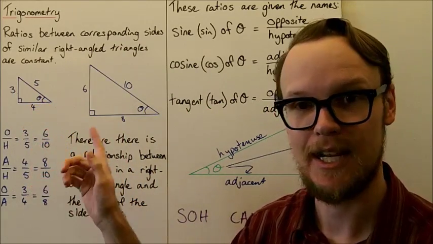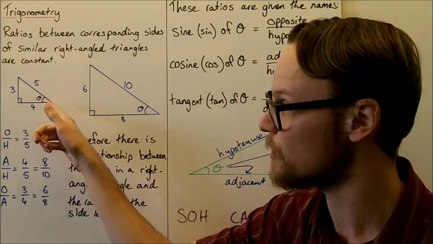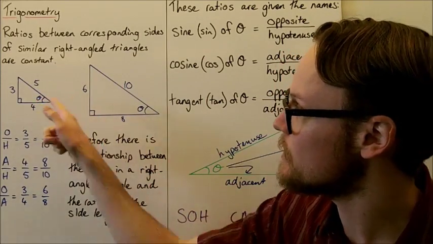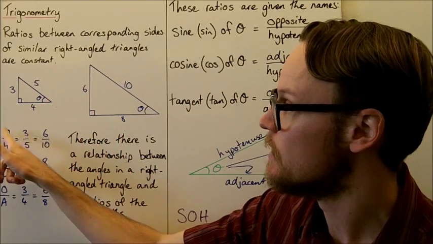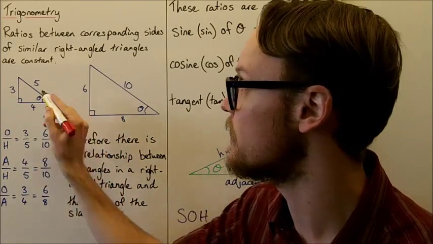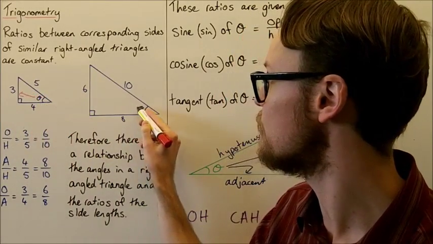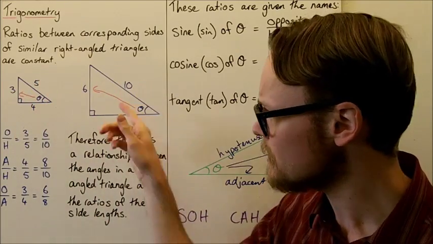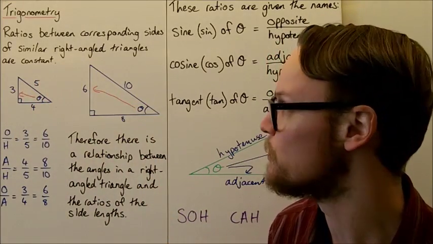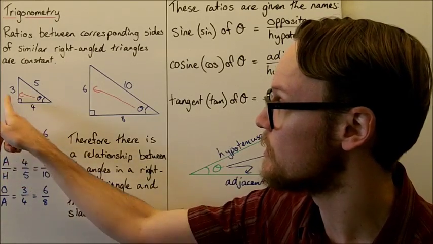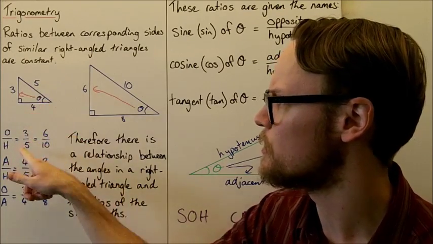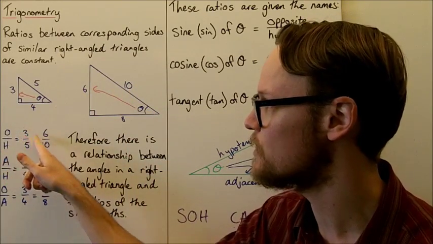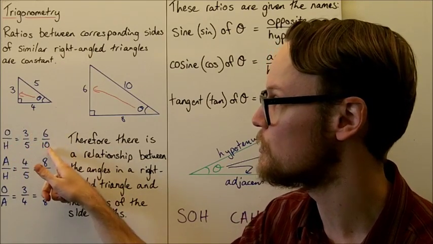If one of those angles is exactly the same, that means that when we look at the ratios between different sides, they will be constant. So for example, if we're looking at these two triangles here, we look at the side that's opposite the angle and divide that by the hypotenuse. In each of those triangles, that ratio will be constant. So 3 is the opposite side here, divided by the hypotenuse 5, and 6 divided by 10 here. We can see that ratio is constant. So I can multiply by 2, multiply by 2.